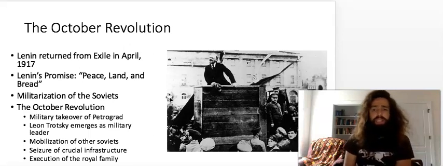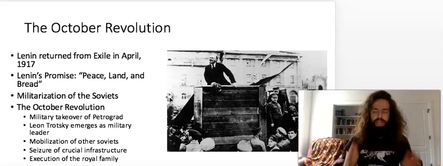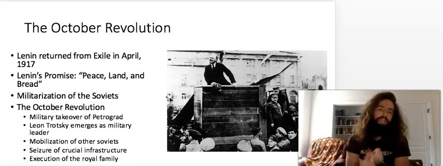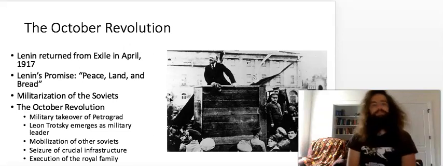And so Lenin has had a lot of time in exile to craft his message. And he crafts his message to be so simple that every single Russian peasant can understand it. Here's his promise. Here's his platform. He says, peace, land, and bread. We're going to end World War I. We're going to give land to the people who work it. And we are going to have food for us to eat.